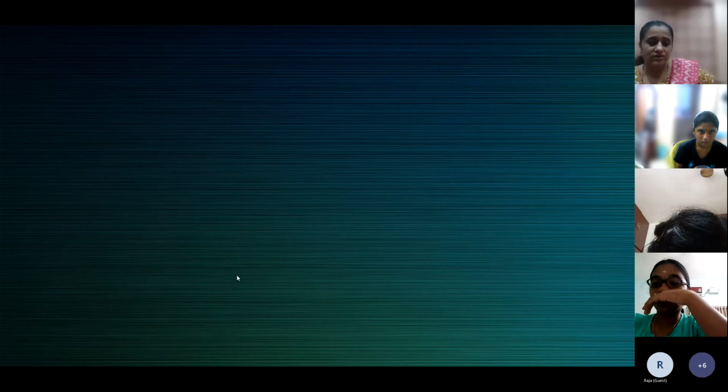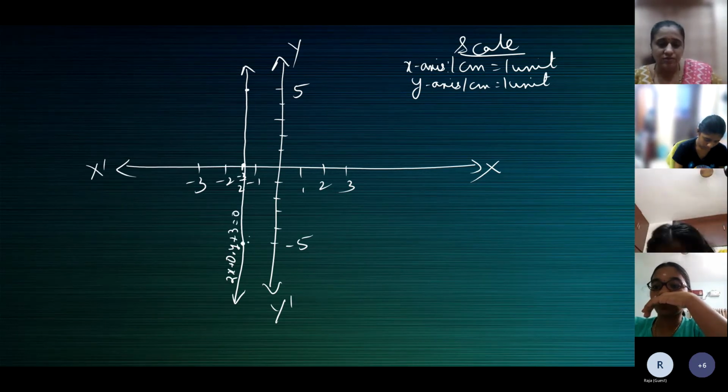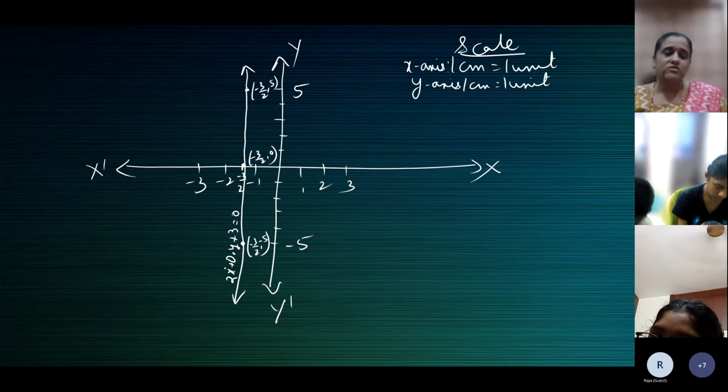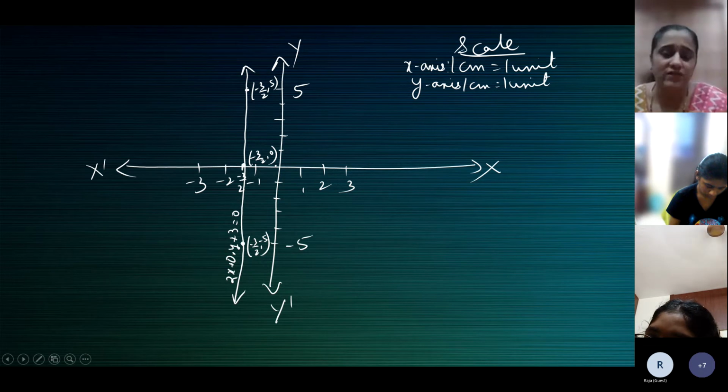2x plus 0y plus 3 is equal to 0. Write the equation on this. And this point is given by -3 by 2, comma -5. Write that. This point is -3 by 2, comma 0. Write that. And this is -3 by 2, comma 5. Write that. So the equation on the line, the points which you have plotted, the scale. Now the graph is complete.